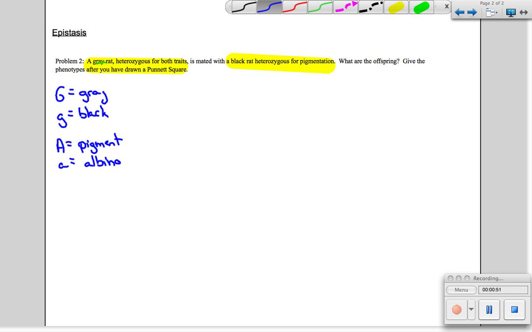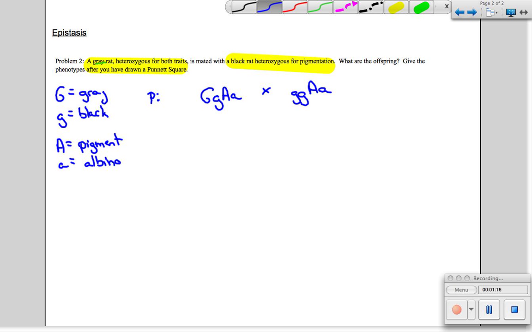So now let's set up our problem. I have a gray rat who's heterozygous for both traits. Heterozygous meaning one copy of each allele. Again, this is our parental generation. And it's mated with a black rat. The only way to be black is to be homozygous recessive, who's heterozygous for pigmentation, capital A and lowercase a. I want to consider what the offspring are.